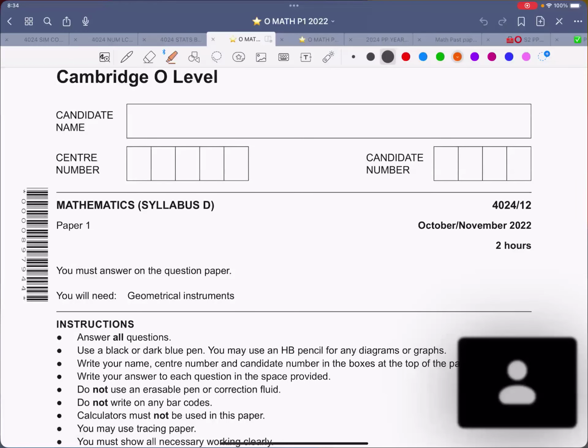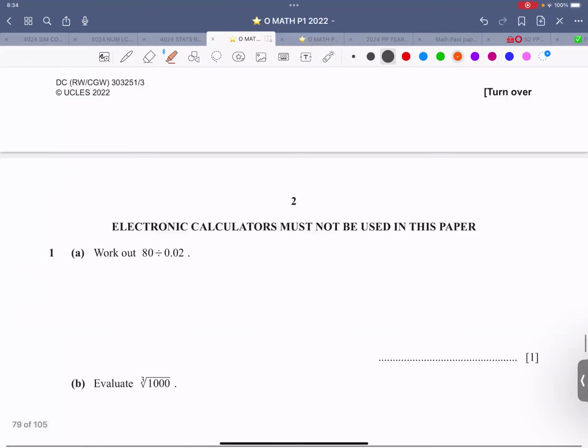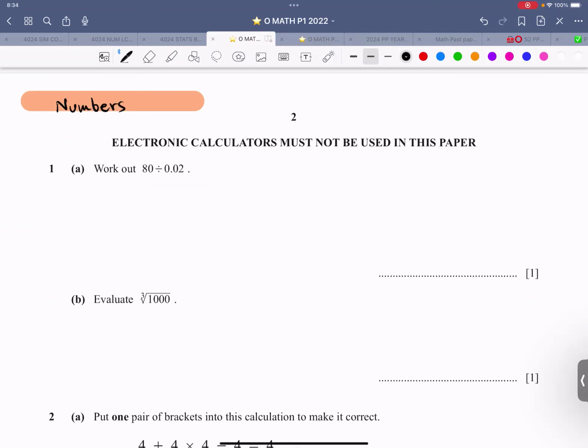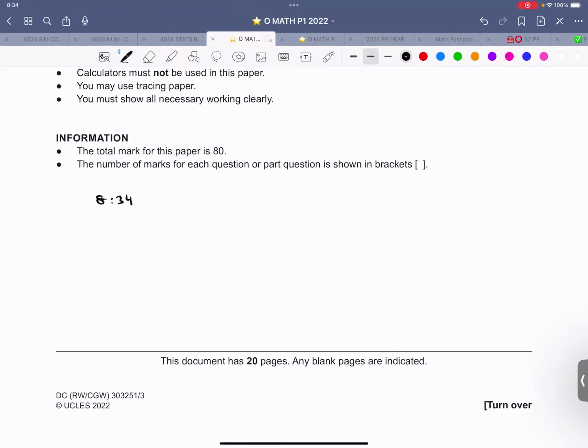So let's get started with this paper. It's Paper 1, October-November 2022, the second variant. Now let's look at the first question. The first question is about basic numbers. So we are starting at 8:34, this is the start time.